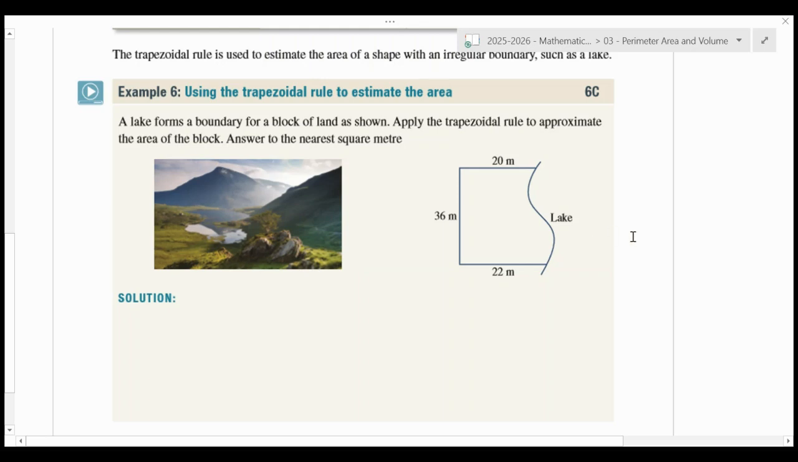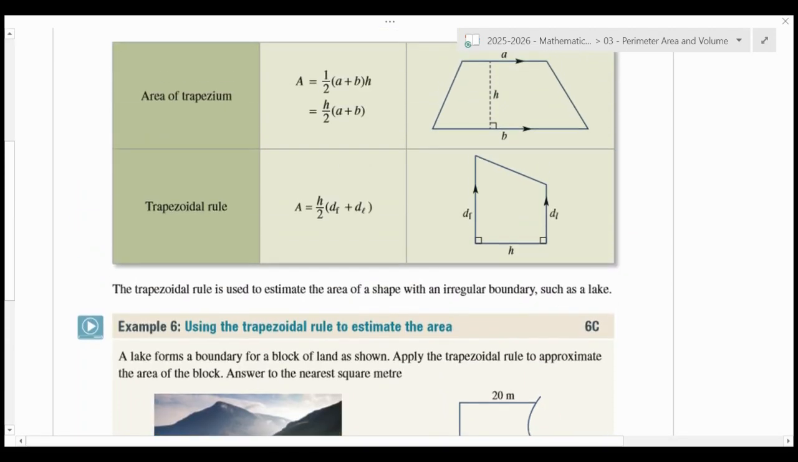All right, moving on to using the trapezoidal rule. Now, we're going to use the trapezoidal rule. It's really useful when you've got something with an irregular shape on one side of it, like this one's got a lake on one side of the shape. Basically, what we're going to be doing is finding the area of a trapezium.